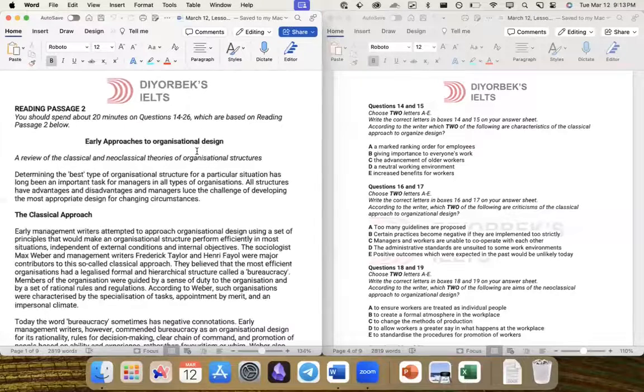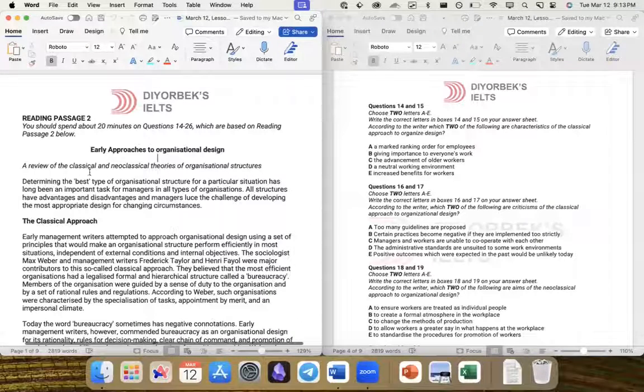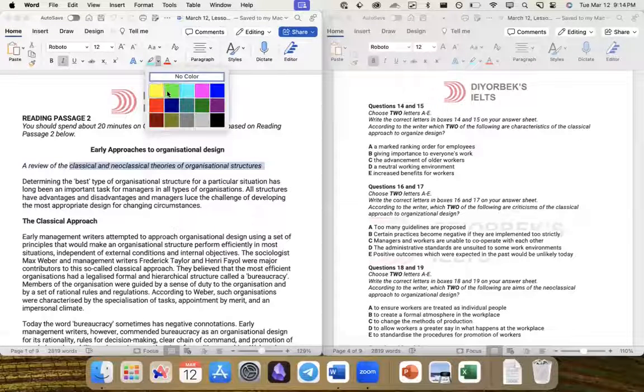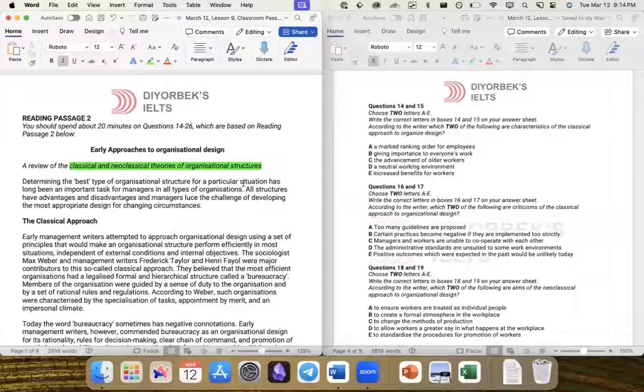So, early approach to organizational design, a review of classical and neoclassical theories of organizational structures. Already it's too much, I believe, right? Classical and neoclassical theories of organizational structures. Think of any organization. In any organization, there is hierarchy, right? So someone at the top, and then someone who is deputy, and so on. So we're going to look at organizations and the way they are structured.